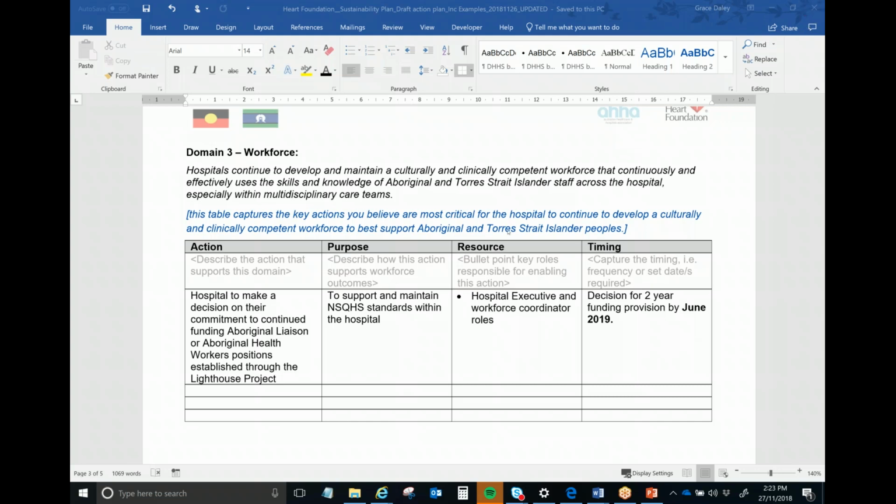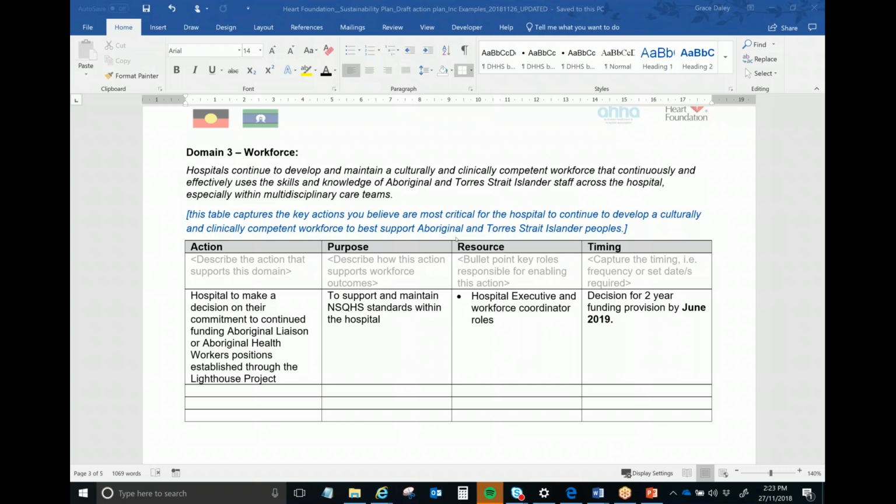And then what we'll do maybe is, as we go through this, if anyone would be happy to share a potential example that they have or feel comfortable sharing, that would be great, just to help bring it to life. The third domain is around workforce.